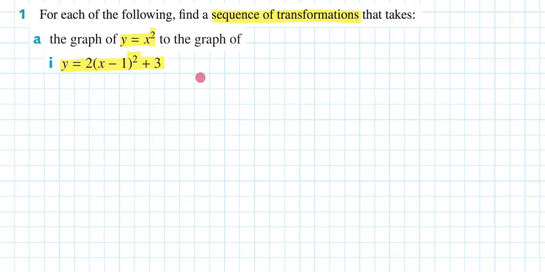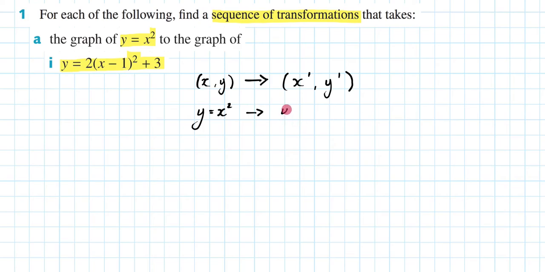So what we're trying to do is start with x, y, which will be a point, and transform it and arrive at a new point, which we're calling x dash and y dash. Now we know that our original point lies on the graph y equals x squared. Let me write that underneath. We're then transforming this graph into this: y equals (2x minus 1) squared plus 3.